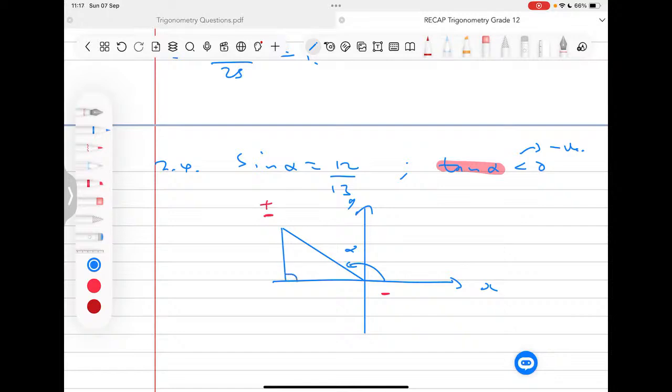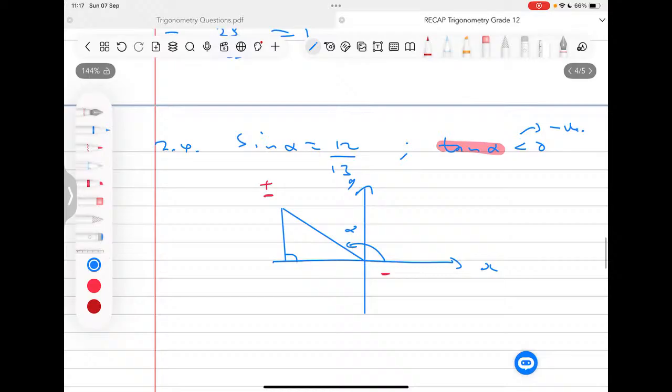And then here it makes an angle of 90 degrees. Now, sine is opposite over hypotenuse, right? So this means that the opposite side will be the 12 here, and the hypotenuse will be the 13. Now, for us to get this side here, we're always going to use Pythagoras' theorem.